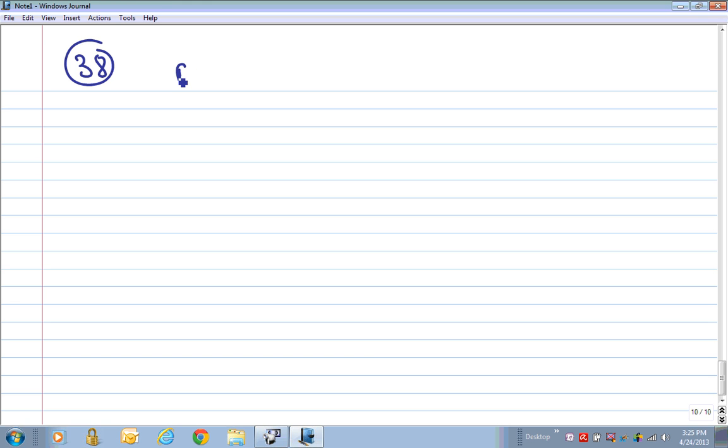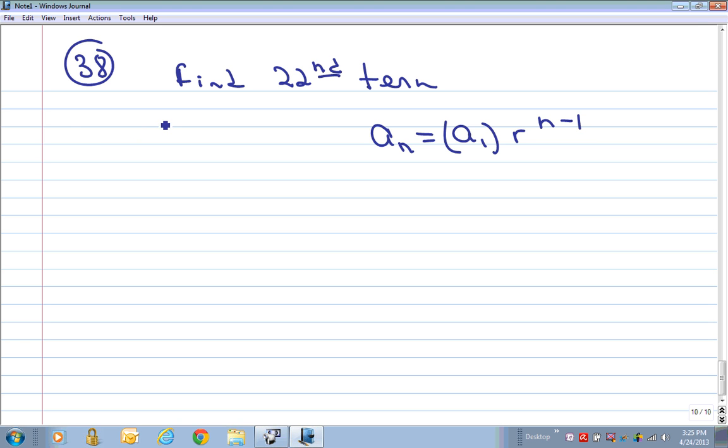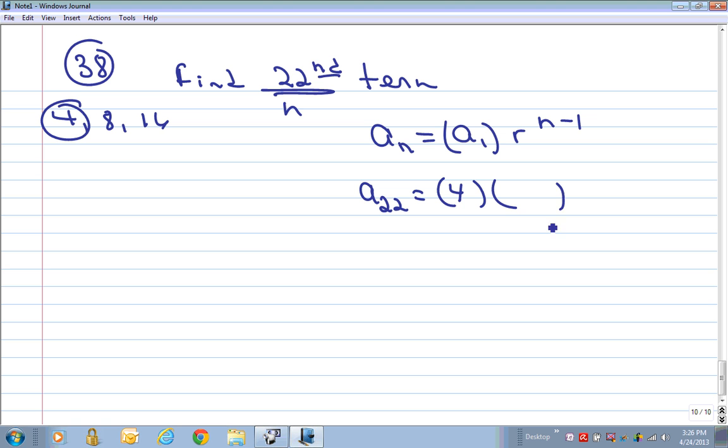All right, let's go on to 38. We're going to find the 22nd term. Wouldn't want to have to list that all out. So I'm going to use my formulas. Again, a specific term, so you'll be using a sub n equals a sub 1 times the ratio to the n minus 1 power. Here, the sequence they give us is 4, 8, and 16. So we need a sub 1. We know that's 4. We want to find the 22nd term. That's our n. So we have a sub 22 equals a sub 1, which is 4. We need to find the ratio, and we're going to raise it to the 22nd minus 1 power.